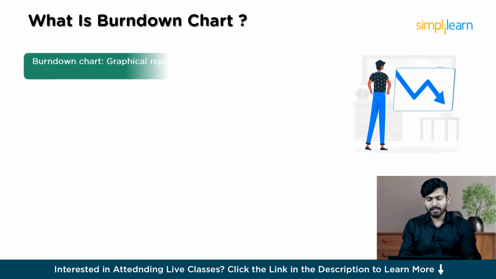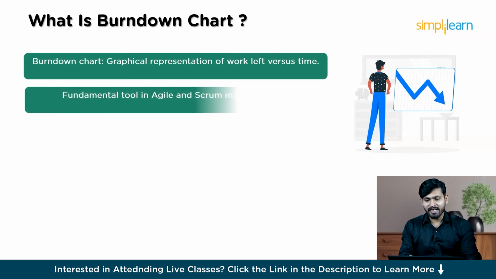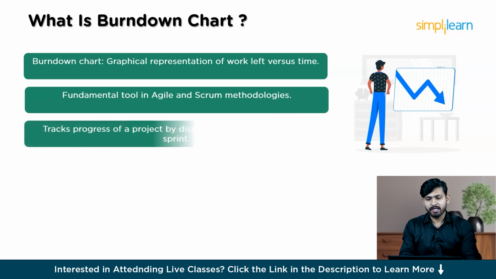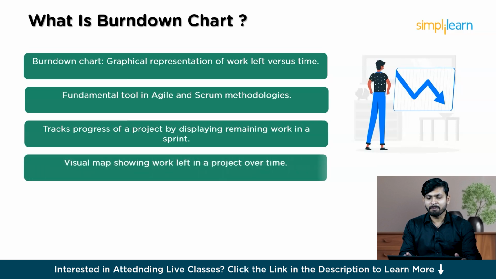A Burndown chart is a graphical representation of work left to do versus time. It is a fundamental tool in Agile and Scrum methodologies, which is used to track the progress of a project by displaying the amount of work that remains to be completed in a sprint. Simply put, a Burndown chart is like a visual map that shows how much work is left to do in a project over time.